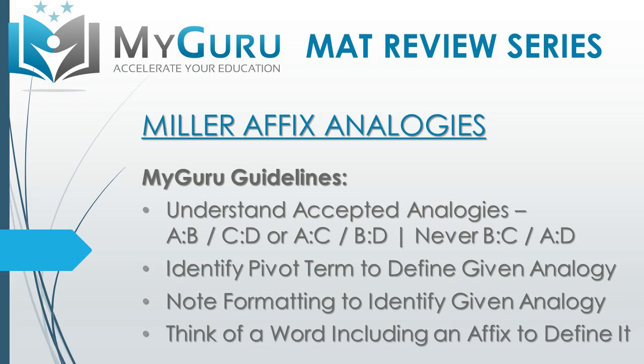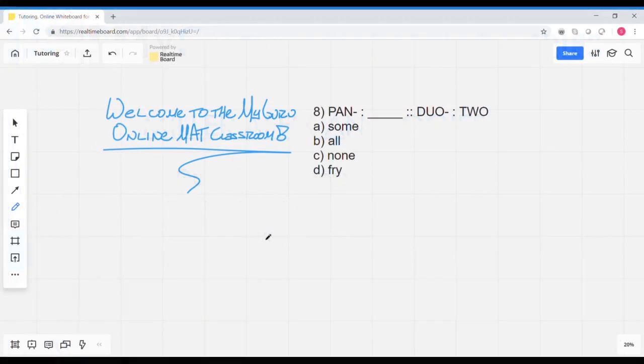Today, we're going to be looking at a specific type of MAT analogy based on affixes. Affixes are little parts of a word that indicate some sort of definition, and at the beginning of the word, they're called prefixes. At the end of the word, they're called suffixes.